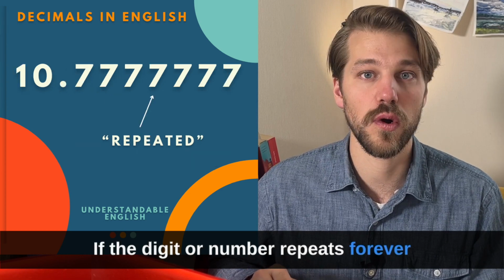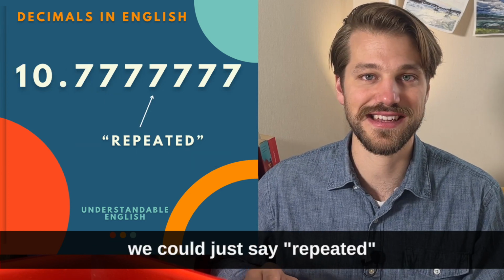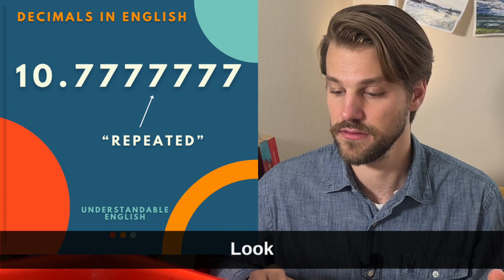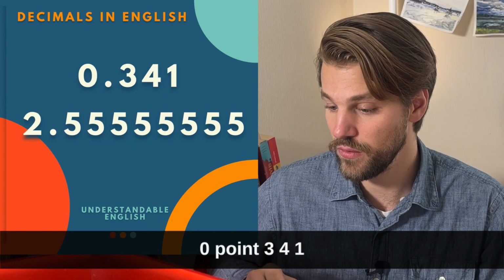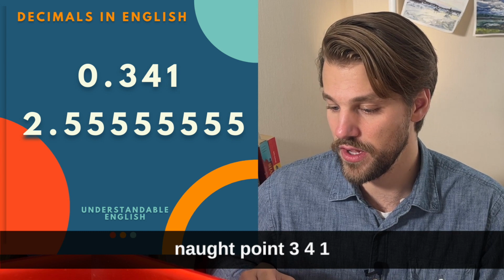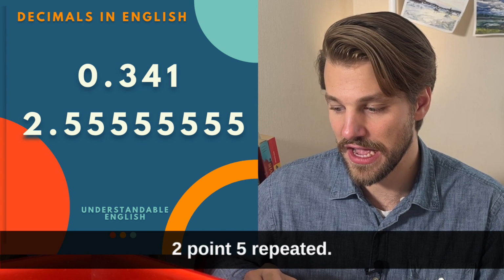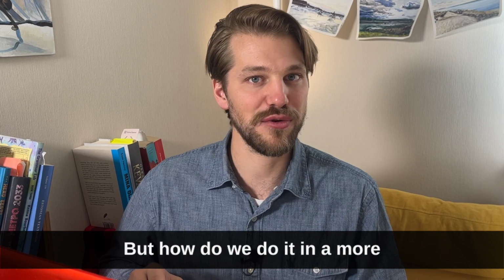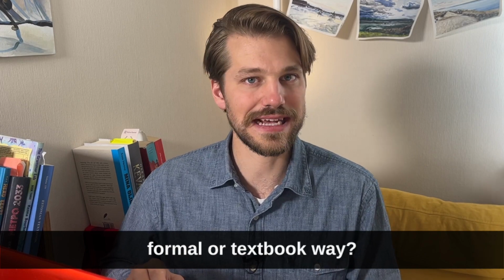If the digit or number repeats forever, we could just say repeated. Look, 0.341 or 0.341. 2.5 repeated. But how do we do it in a more formal or textbook way?